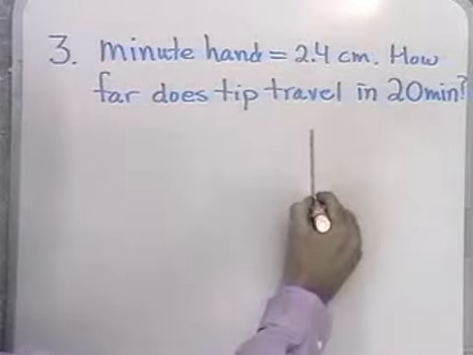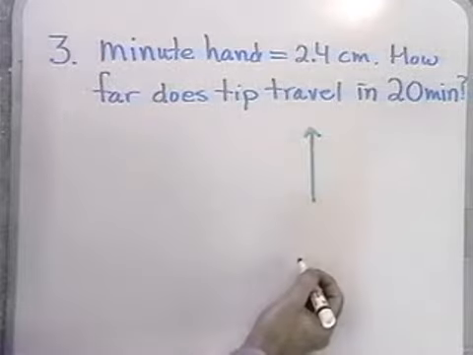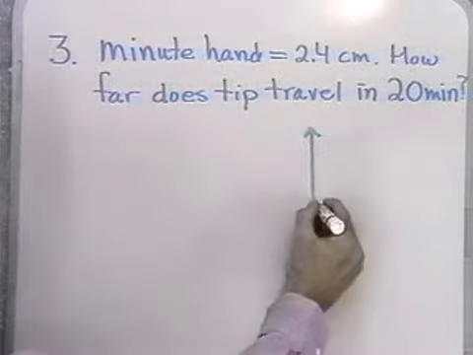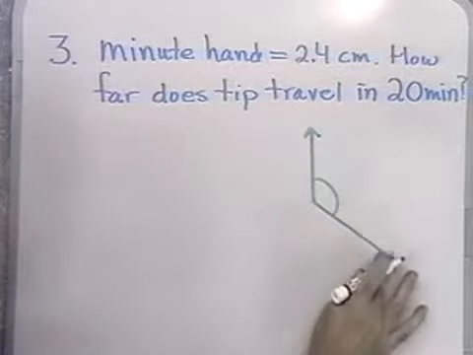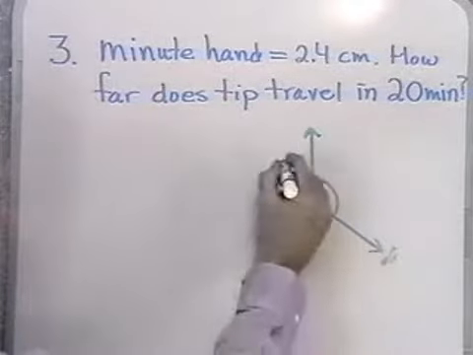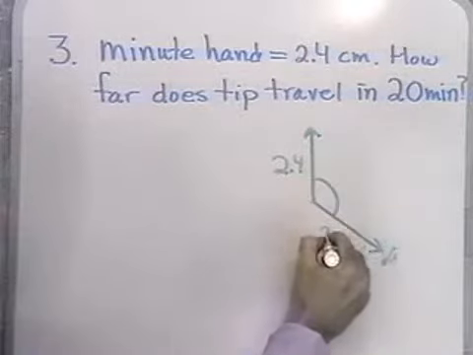So let's suppose here that I have the minute hand of a clock. Suppose it starts right there and then travels and then goes for 20 minutes. So from here to here it takes 20 minutes. And suppose that this is 2.4 centimeters.